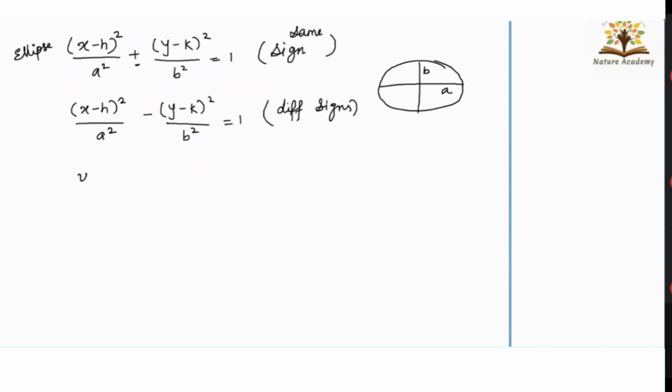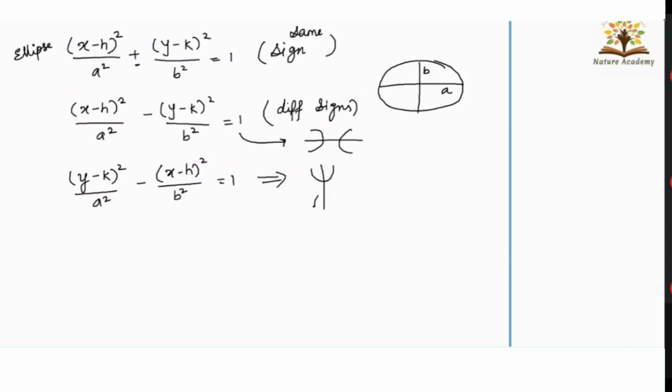You can also write it like this. Y minus k whole square by a square minus x minus h whole square by b square is equal to 1. Now when x is positive, it will be your standard form for the horizontal axis. Horizontal axis means how will your hyperbola look? It will be like this. When x is positive. When y is positive, it will be along the vertical axis like this.